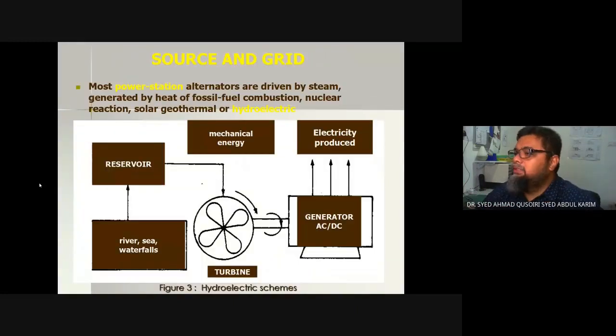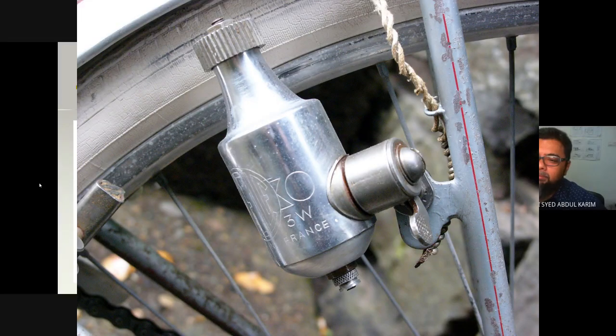Most power station alternators, this power station has a huge alternator. This alternator ni macam, tak tahu lah orang sekarang guna lagi tak, generator basikal tu.